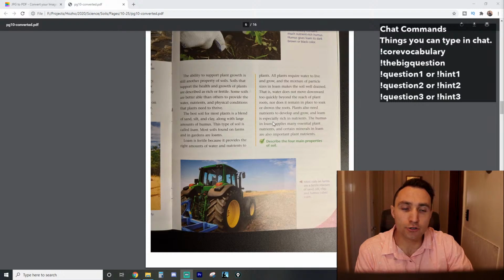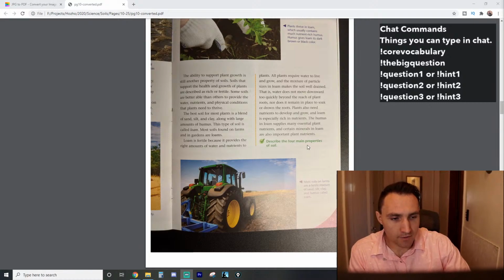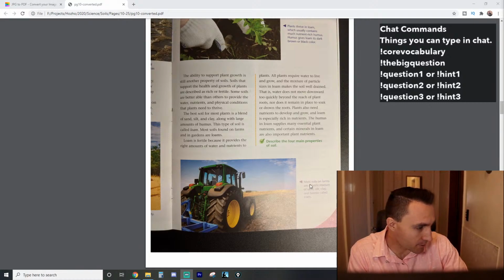Plants also need nutrients to develop and grow, and loam is especially rich in nutrients. The humus in loam supplies many essential plant nutrients, and certain minerals in loam are also important plant materials. So I hope you guys understood what loam is, and if you have questions, let me know. You will get tested on loam. So yep, just make sure you remember.